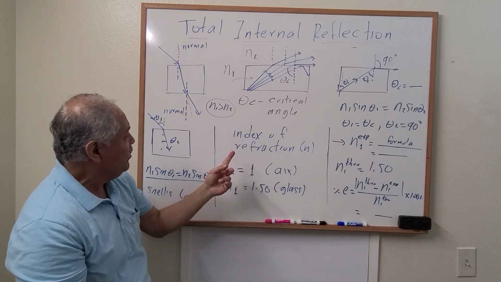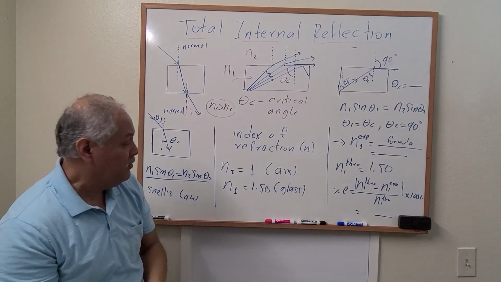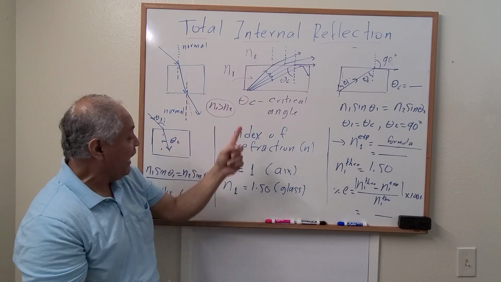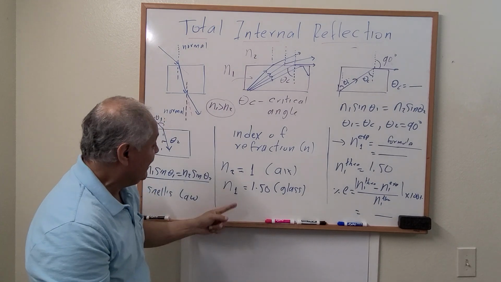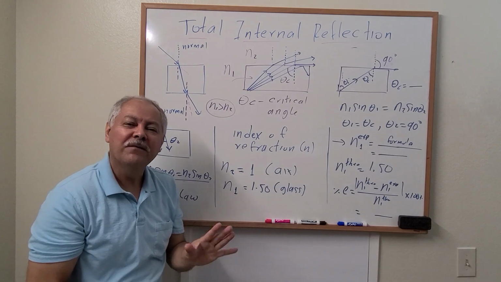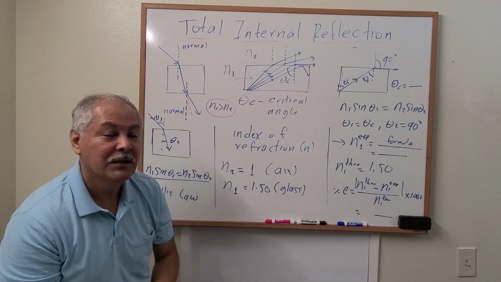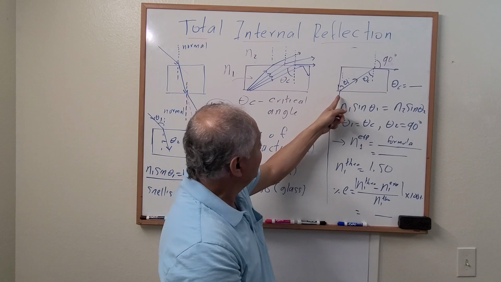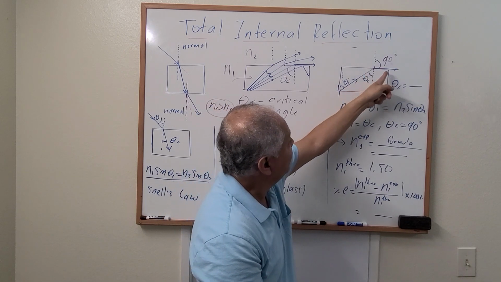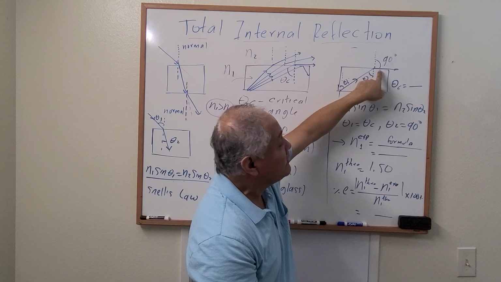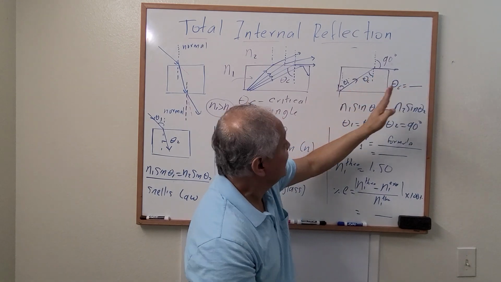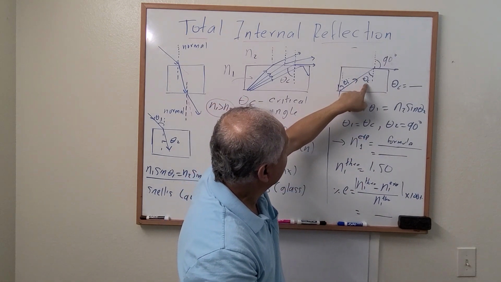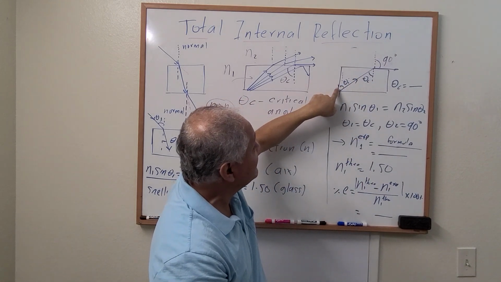Great. Again, we know the index of refraction for these two media. We have N2, which is air, about 1, and N1, which is glass, about 1.52. Let's say 1.50. Okay, great. Again, this is the condition. We have this angle, this ray is going to be refracted at 90 degrees, meaning parallel to the surface, and 90 degrees with respect to the normal.